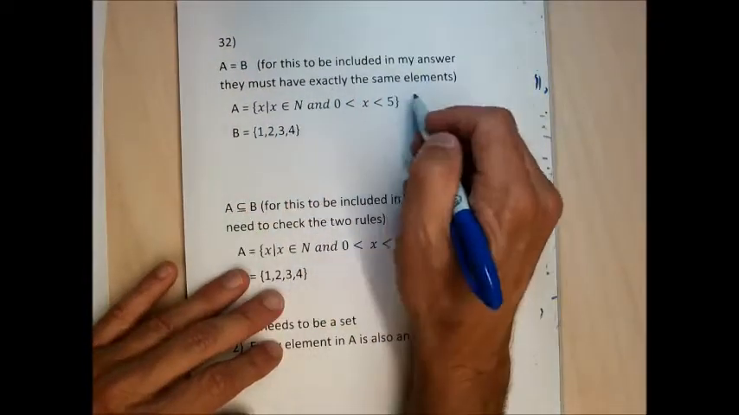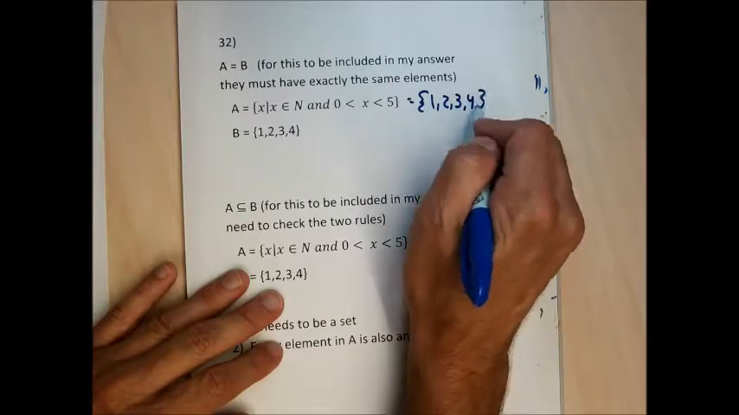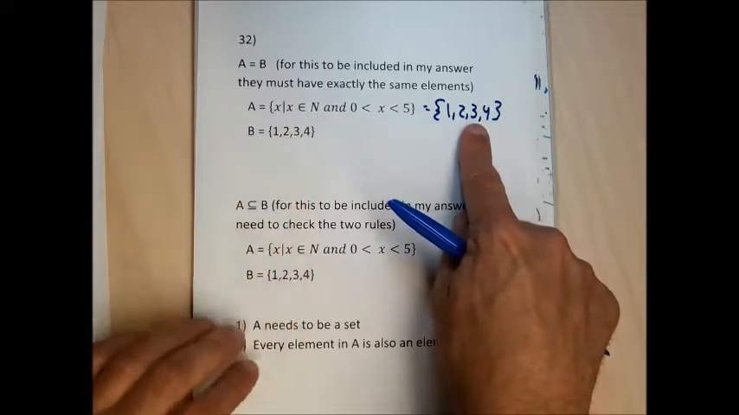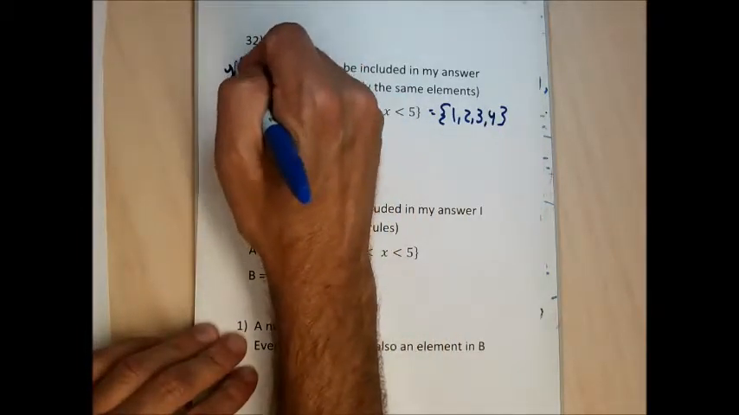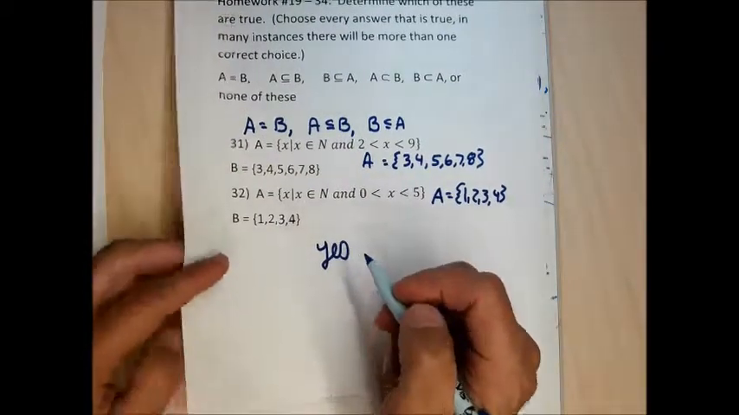So A turns out to be equal to the set containing 1, 2, 3, and 4. First thing I'm checking to see if they're equal. These are clearly equal. So I'm going to put a big old yes there. I'm going to include that in my answer to 32.